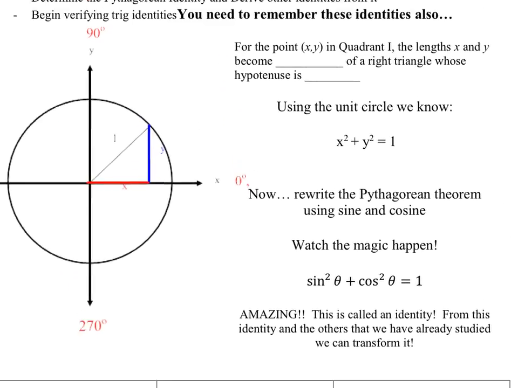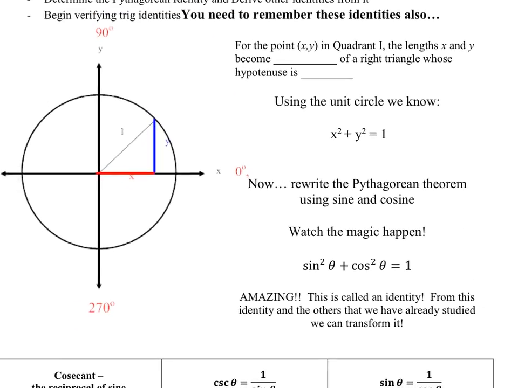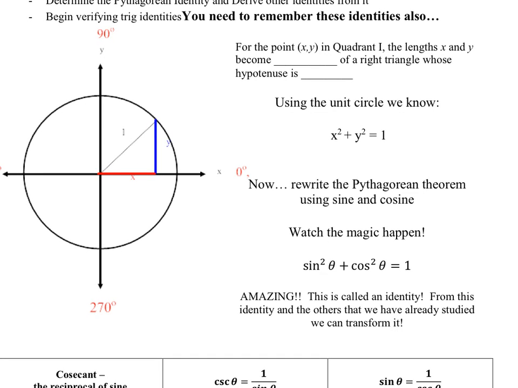So we have another one that isn't so straightforward and obvious. It's called the Pythagorean Identities. And they all start from the Pythagorean Theorem, as you might guess.